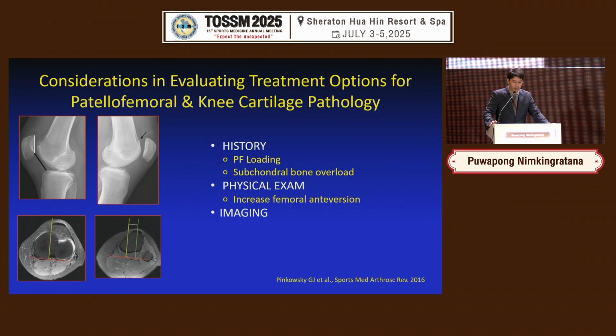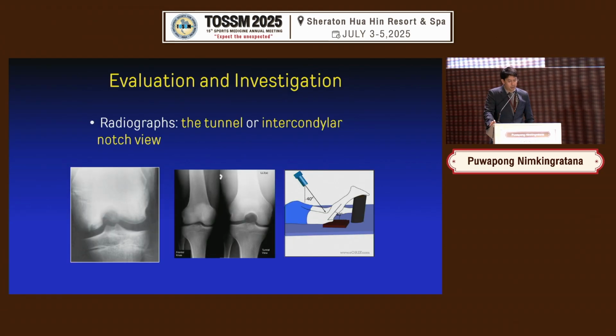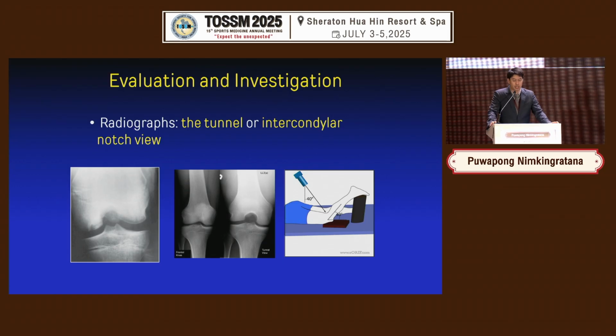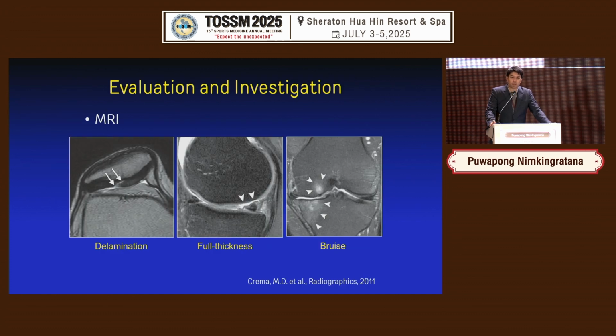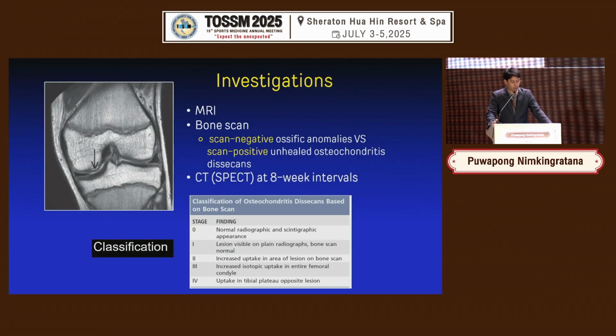And after that, we can think about imaging, to use the proper imaging. The evaluation itself, from the basic radiographs, should be useful. For example, the tunnel view or the intercondylar notch view would be useful if you suspect something in the middle of the joint. However, to get more detail, investigations such as MRI or MRI arthrography would be useful to see any cartilage lesion, for example delamination, full thickness, or bone bruise.